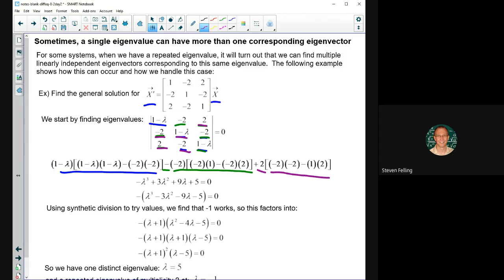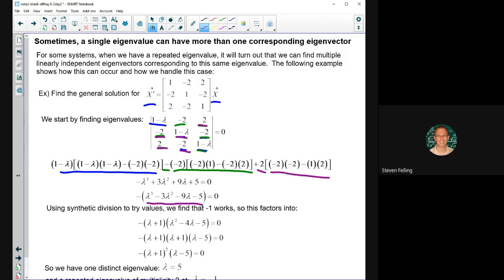So you're always eliminating the column and row of the multiplier that you're using. If you carefully multiply all that out and combine like terms, you get this characteristic equation. It's a third order equation for lambda. We can factor out the negative to get negative, and then lambda cubed minus 3 lambda squared minus 9 lambda minus 5. You have to somehow factor that. There's no quadratic formula for third order, but we could also try synthetic division if we can guess.